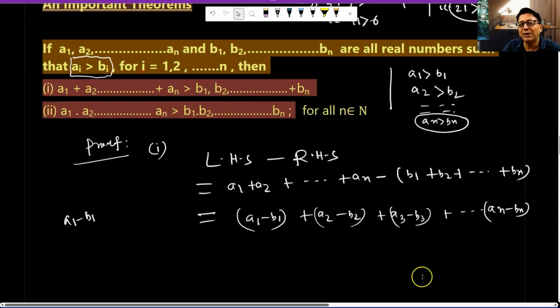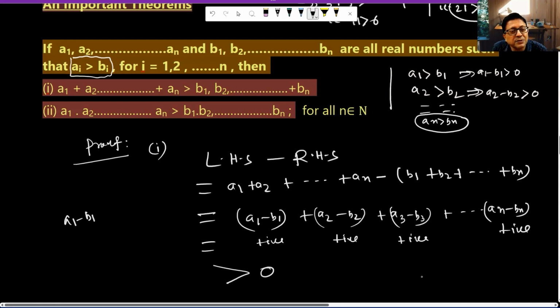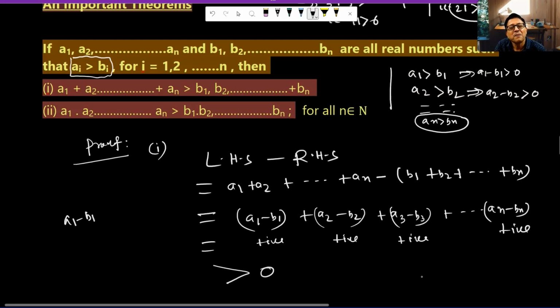Here when you are writing A1 greater than B1, what does it imply? A1 minus B1 greater than 0. What does this imply? A2 minus B2 is positive. This quantity positive, this one positive, this one also positive. Sum of all positive quantities will be greater than 0. Am I correct?